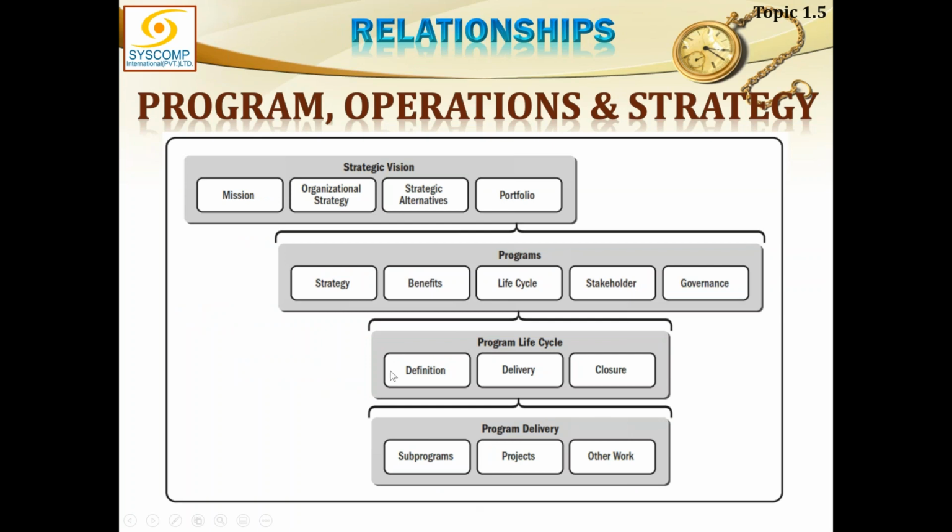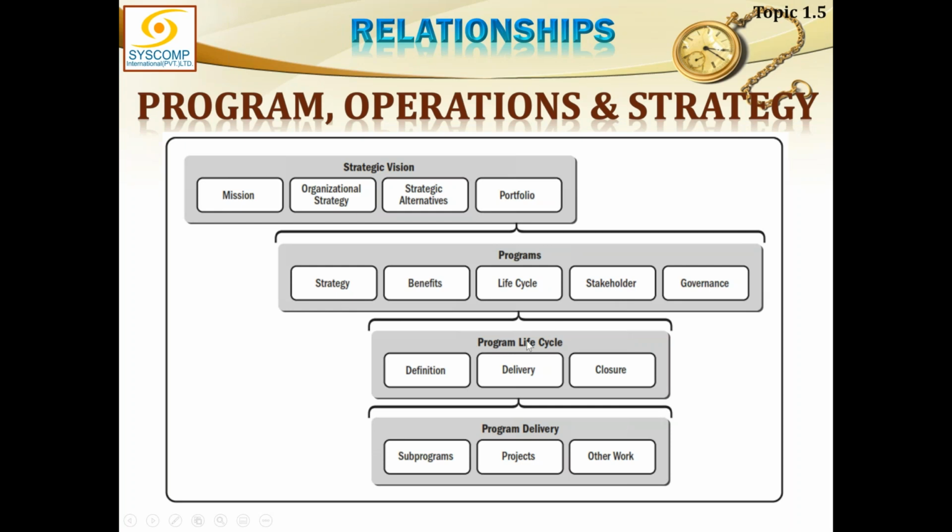So, from the program context, the strategic vision would include naturally the vision, mission, organizational strategy, different strategic alternatives, and ultimately, keeping all these things in mind, a portfolio comes into being. In that portfolio, amongst other things, we have our program. Our program has its own strategy, its own benefit definition, its own life cycle, its own stakeholders, and a governance framework.